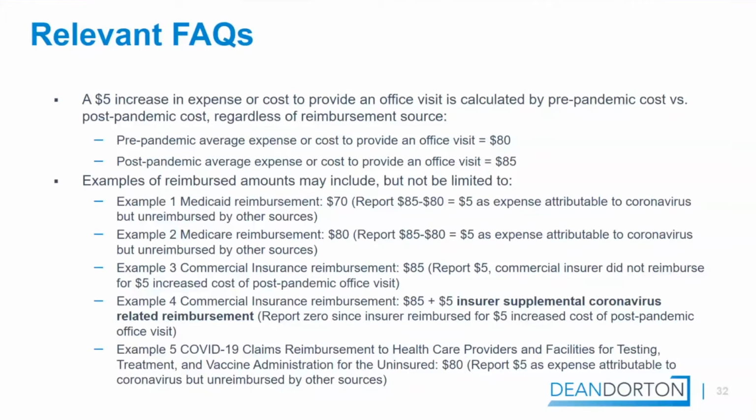And as you go through the examples, you'll notice for everyone except for example 4, there's a $5 incremental expense. In example 4, there was a $5 insurer supplemental coronavirus related reimbursement of $5. And so that would be an incremental revenue. But all the rest, you get to report $5, and it's very much a high level analytical approach to this. And you'd have to take those $5 and allocate it amongst the various expense buckets that we previously talked about. So let me take you through an example that I created here.